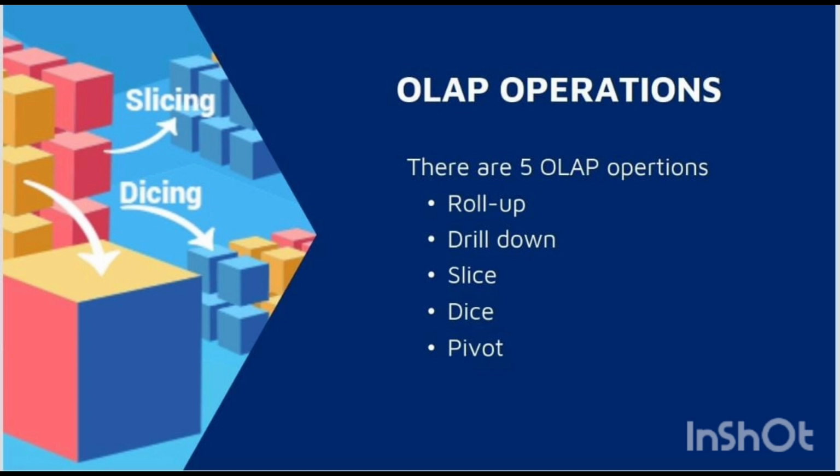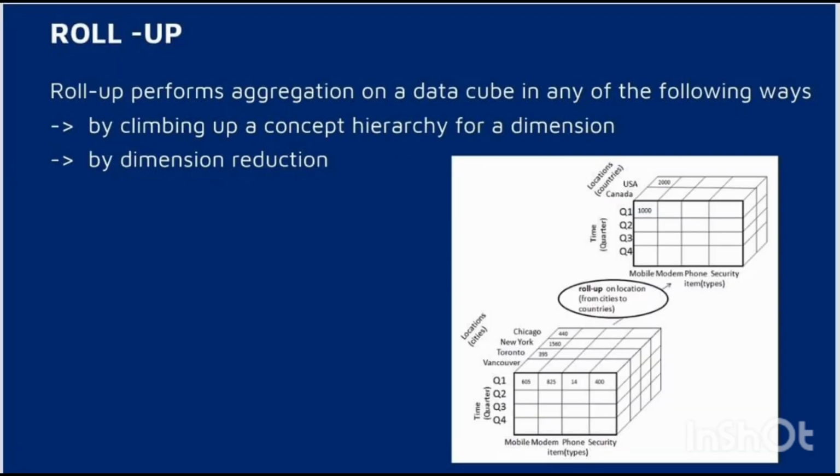There are five OLAP operations. They are: first operation is roll-up, second drill down, third slice, fourth dice, and fifth one is pivot. Let me explain it briefly. First one is roll-up. What is meant by roll-up? Roll-up performs aggregation on a data cube in any of the following ways. There are two approaches for roll-up operation. First one is by climbing up a concept hierarchy for a dimension, and second one is by dimension reduction. And the below picture denotes the second method, dimension reduction.